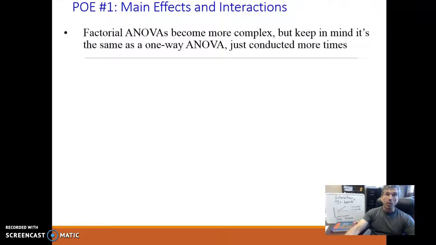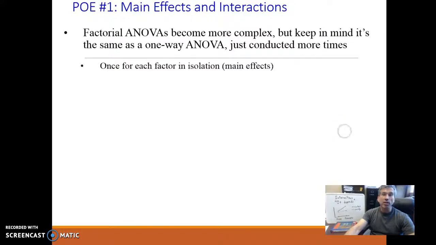So let's take a point of emphasis here on main effects and interactions. Again, keep in mind that we're still just calculating F ratios, and also keep in mind you're not actually going to have to calculate these. You're just going to have to show an understanding of how they work. It's that same F ratio just conducted several times. You get one hypothesis test, one F ratio, for the influence of each factor by itself. Those are the main effects. There's one main effect for each factor.